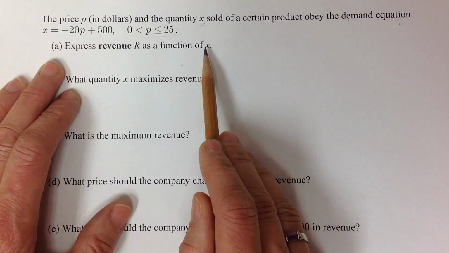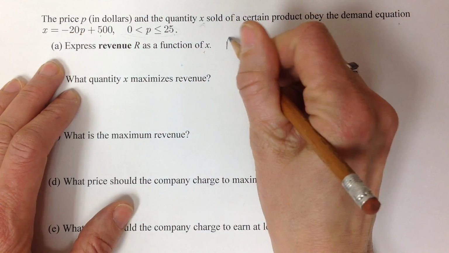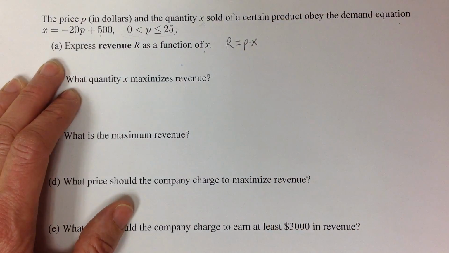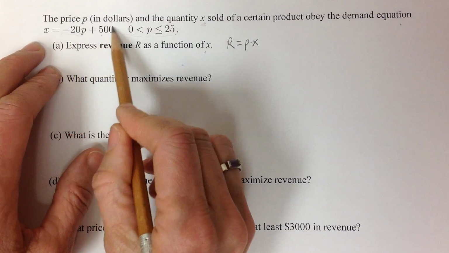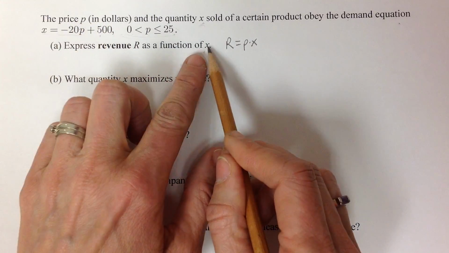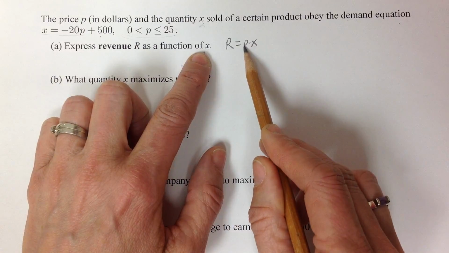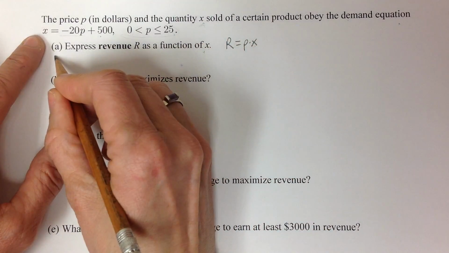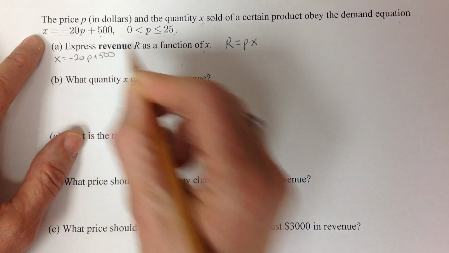Okay, now if we're going to do this as a function of X, we're going to use our original formula that R equals P times X. But now I've got to take this equation and rearrange, because if I want it as a function of X, I have to leave X and substitute in for P. So this equation was X equals negative 20P plus 500.